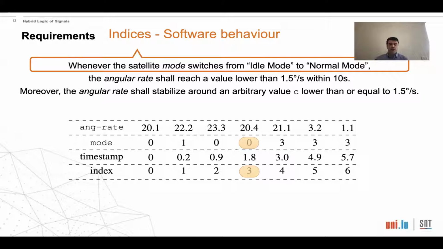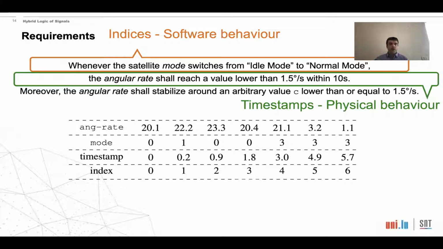Additionally, we should specify that in the next index, the mode of the satellite is 3. The value 3 assigned to the variable mode specifies that the satellite is in normal mode. In this case, the records with indexes 3 and 4 satisfy this property. Additionally, our language should be able to express constraints on the timestamps of the trace records.